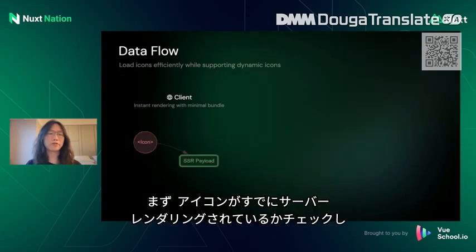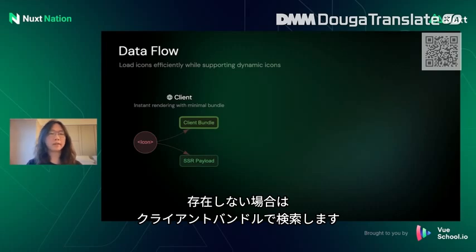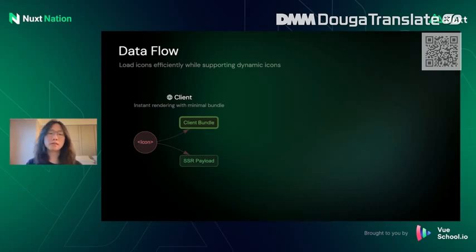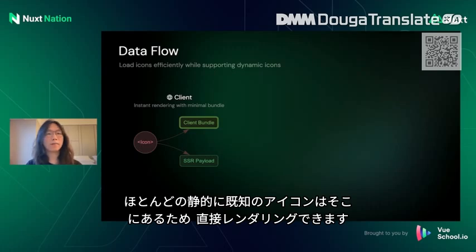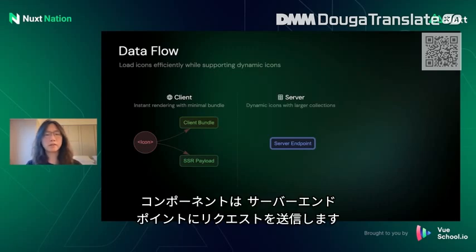The icon will first check if the icon is already server rendered. And if it is, we stop there since the icon is already present. If not, then we will look up the client bundle for it. Most statically known icons will be there, so we can render them directly. For dynamic icons that are not in the client bundle, the component will then request them from our server endpoint.